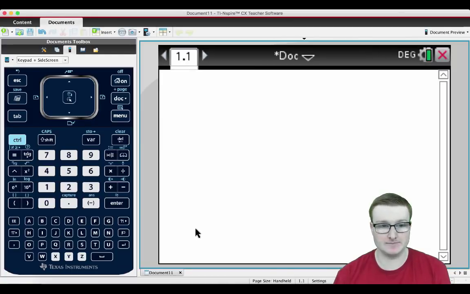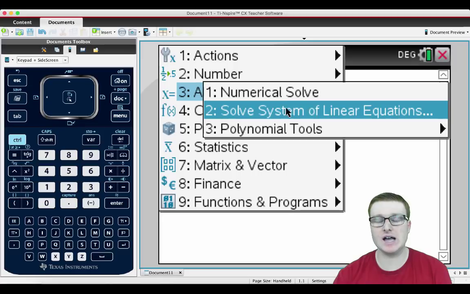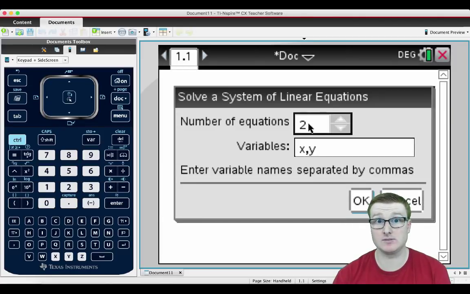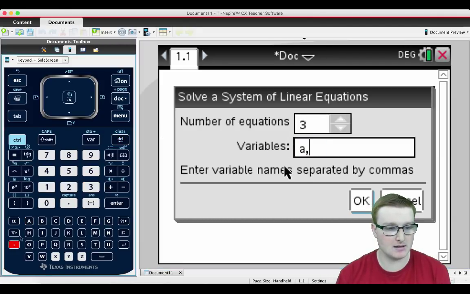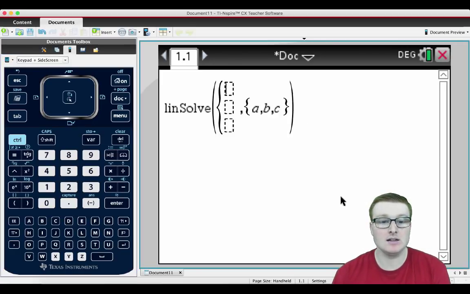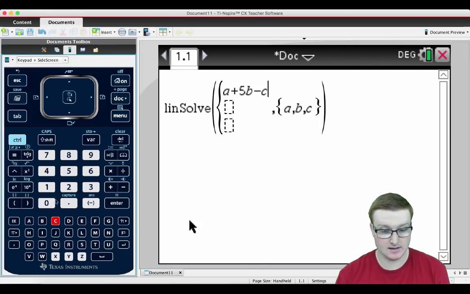Go to your graphing calculator. Go to Menu. Go to Algebra. And go to Solve System of Linear Equations. It's going to give you this prompt here. We have 3 equations. And just because they gave it an A, B, and C, I'm going to type in A, comma, B, comma, C. I don't want to get confused, so I'm going to type in A, B, and C. Click OK. So we get A plus 5B minus C equals negative 20.